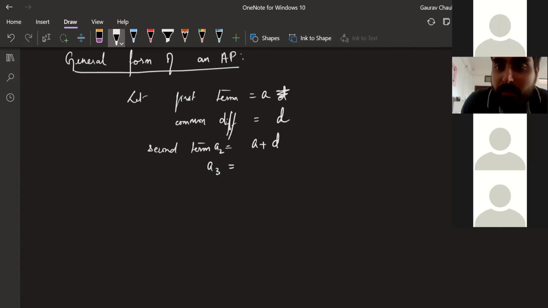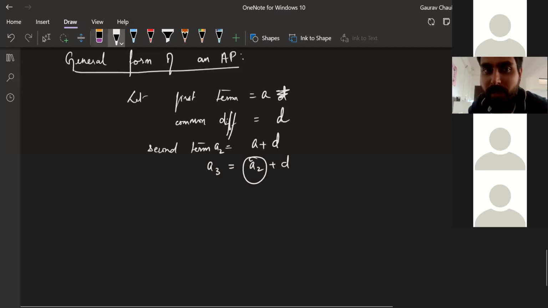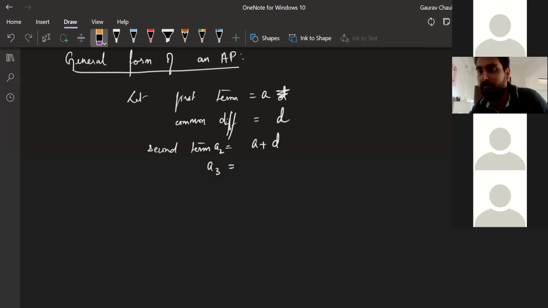Anyone? How will you find it? Go ahead, Mansa. A2 plus D. A2 plus D, correct. But can you try to avoid using A2? Can you try to use only A and D and tell me? Sir, it will be A plus D to the power 2, sir. To the power 2? You're multiplying D into D.